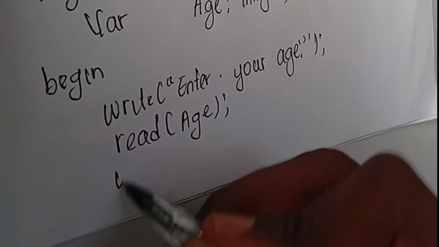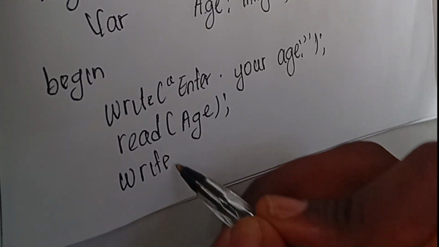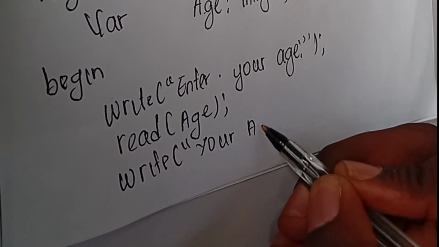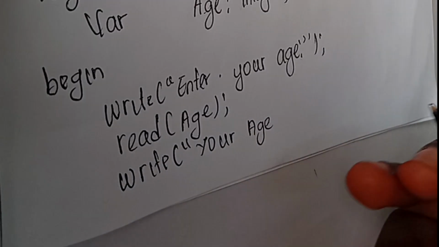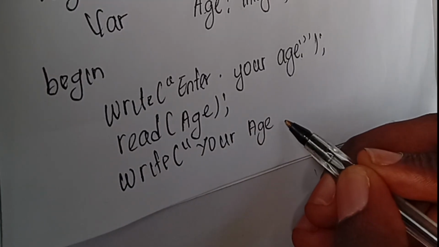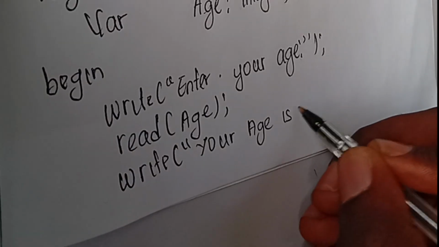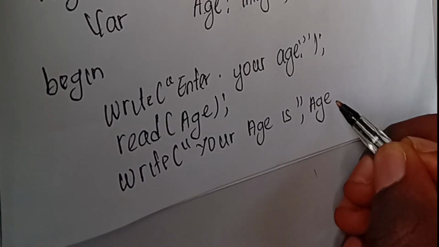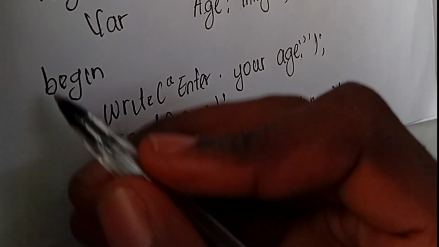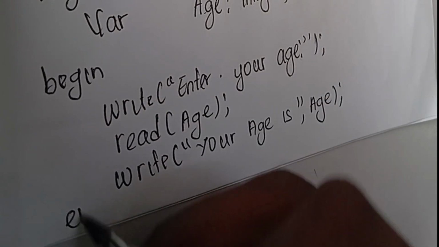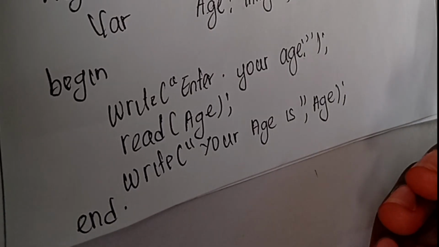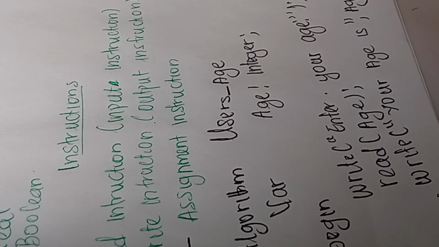Now we want to use another write to display the user's age. Your age, followed by a comma, and then we put our variable age, and then we want to end our algorithm. And so yeah, that's your first algorithm, users age. Okay guys, hope this was helpful.